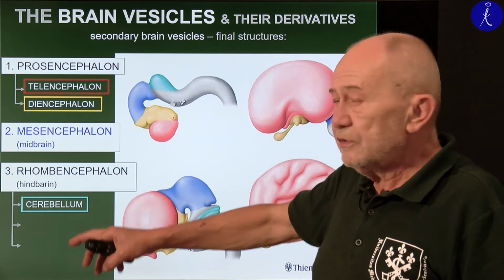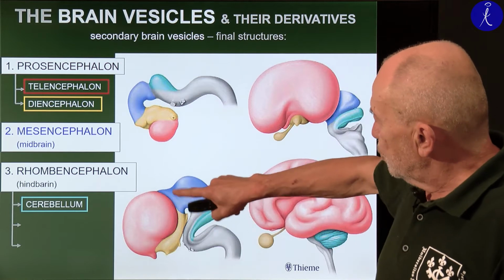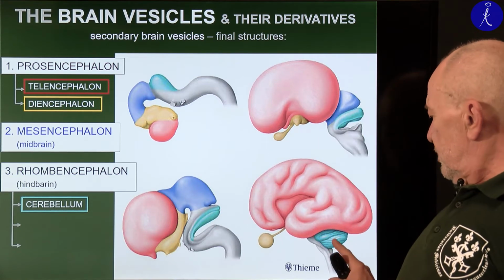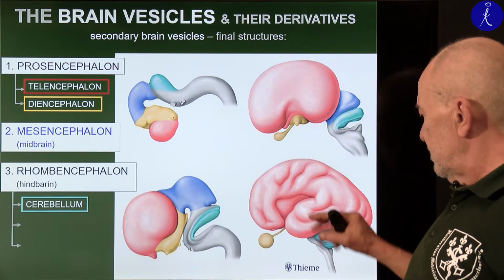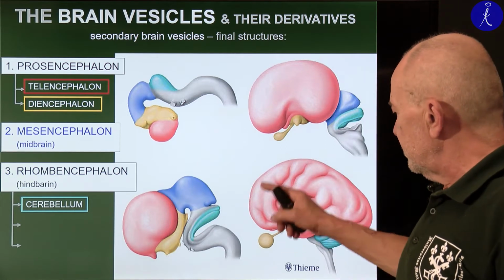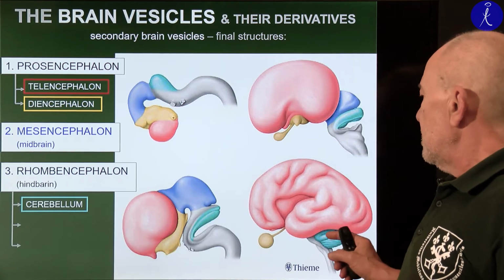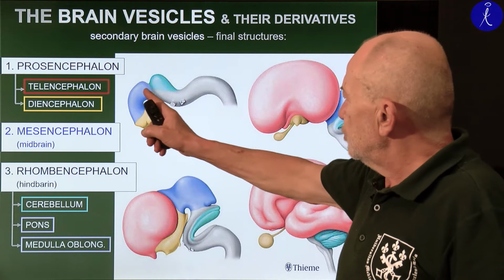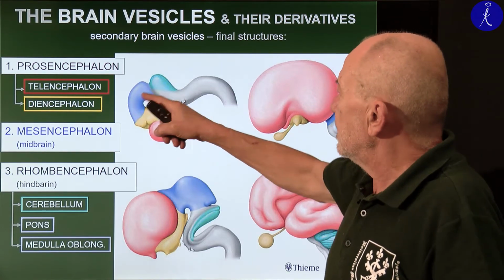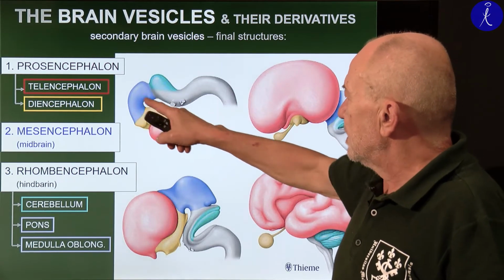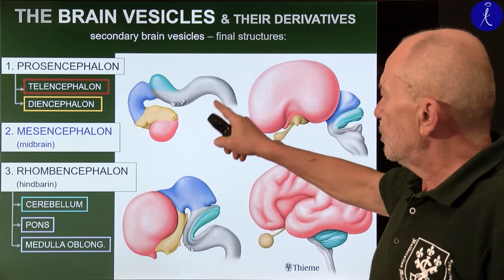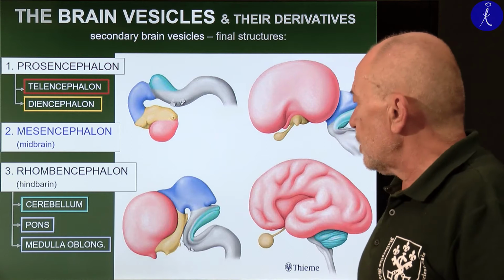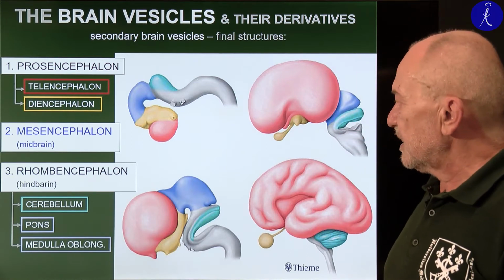The rhombencephalon: first a dorsal part develops from it. This one is the cerebellum. This is the final appearance of the cerebellum, just beneath the telencephalon. And the ventral portion is divided into a rostral, cranial, and a caudal part. The cranial is the pons, and the caudal is the medulla oblongata, the long brain, if you want. So these are the secondary vesicles.